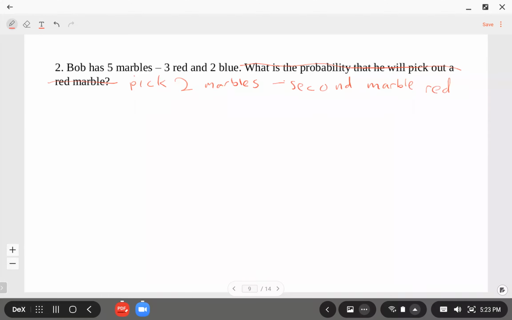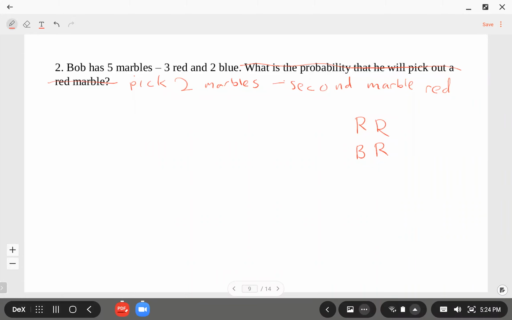Now, let me give you a little hint. With the second marble being red, we can have red and then red, but we can also have blue and then red. So there are 2 possibilities right here. This is much harder, and this uses the addition rule of probability. Please put your answer in the chat if you do know.